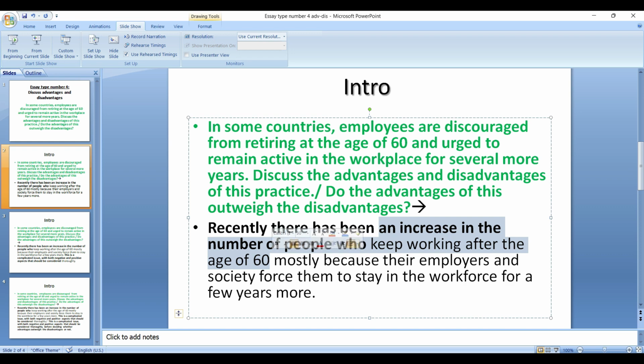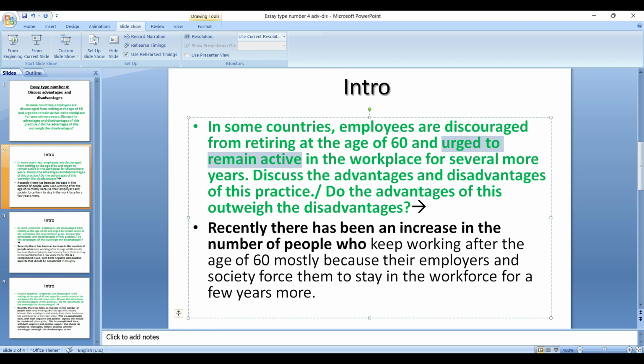And now I have to give a reason, mostly because their employers and society force them to stay in the workforce for a few years more. So I took urged to remain active. They are urged to remain active. I basically here it's passive voice. They are urged to remain active. I took the sentence and I make it active.